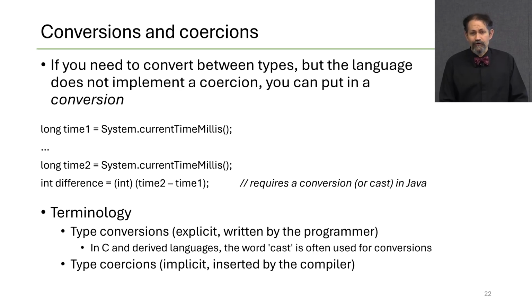Because Java doesn't allow us to implicitly coerce longs to integers, we have to add a conversion in Java, which takes the form of a cast. Terminologically speaking, type conversions are explicit and written by the programmer. And in C and derived languages, we often use the word cast for those conversions. On the other hand, type coercions are implicit and are inserted by the compiler.